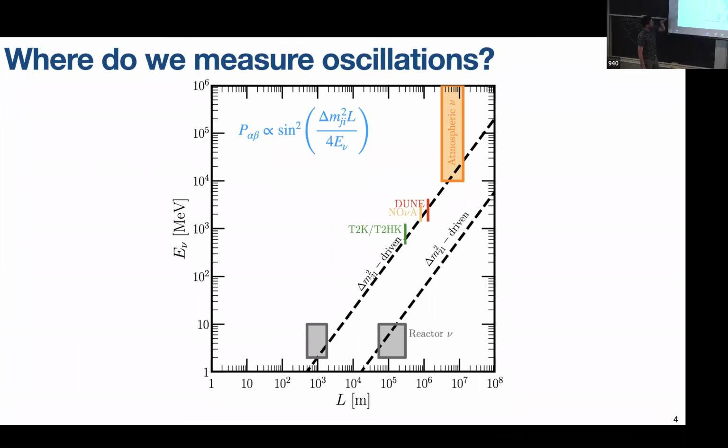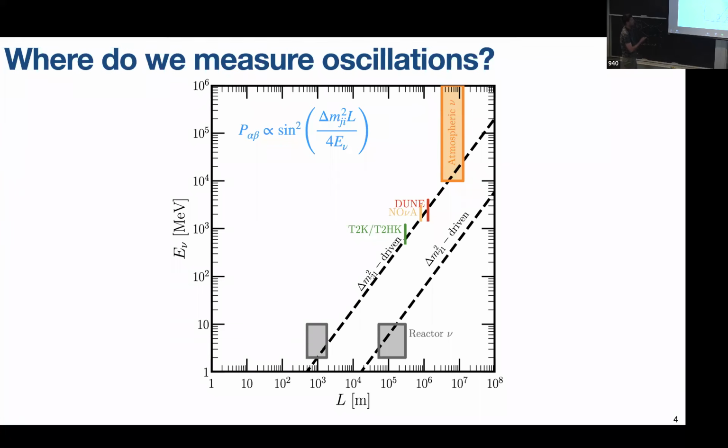And as you can see, there are labels of experiments on there that are either currently operating or plan to be operating. They're designed specifically to measure these mass squared splittings, measure the associated coefficients of these sine squared terms, do precision measurements of these things.